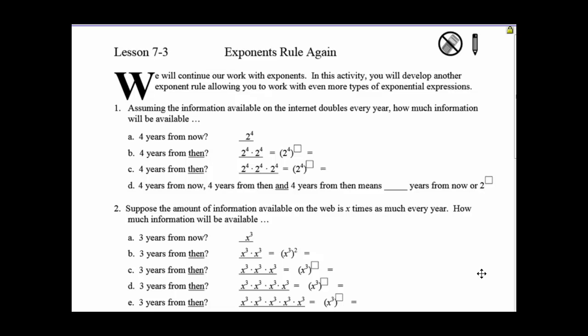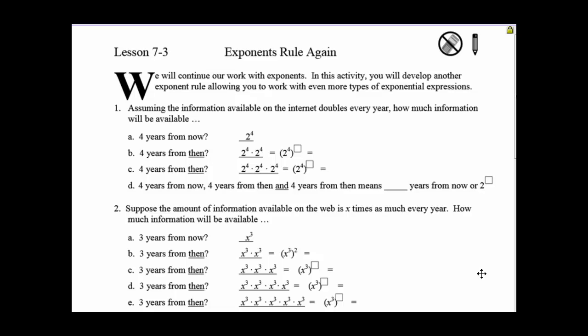This is Miss Swan. Hey guys, I'm going to take you through Lesson 7.3 today, and we're going to look at another exponent rule to add to your books. So today we will continue our work with exponents, and in this activity we're going to develop another rule allowing us to work even more types of exponential expressions.